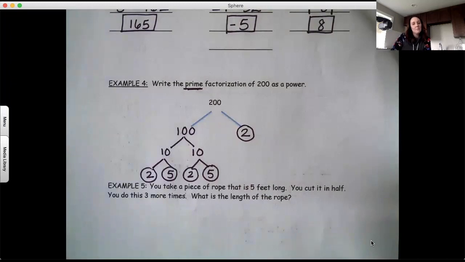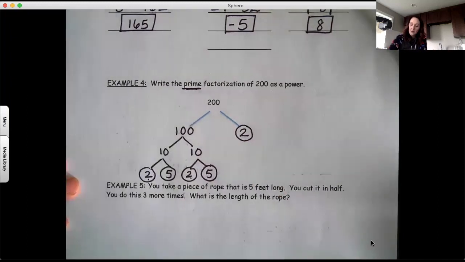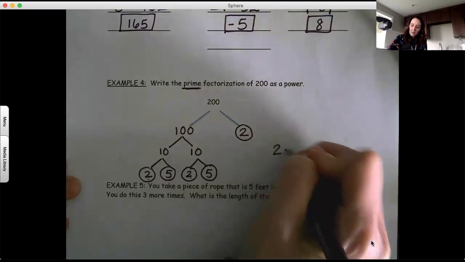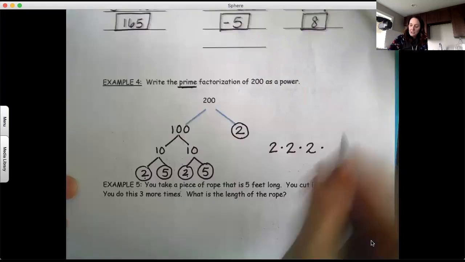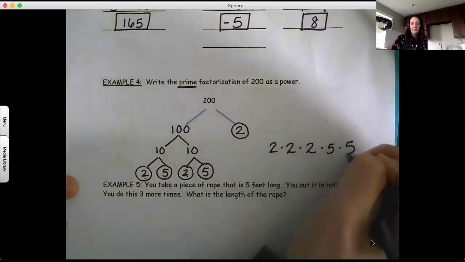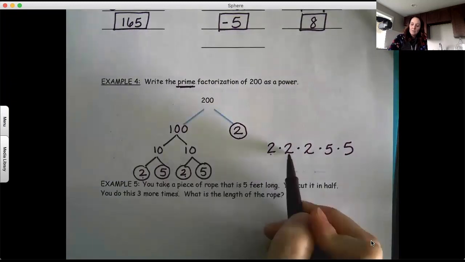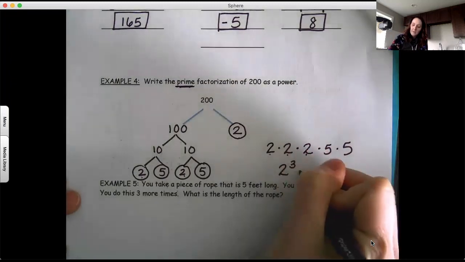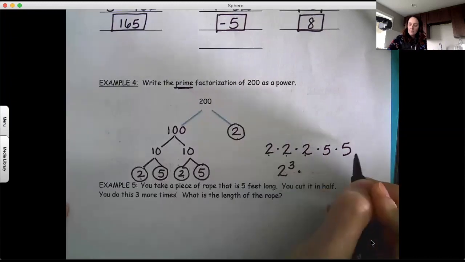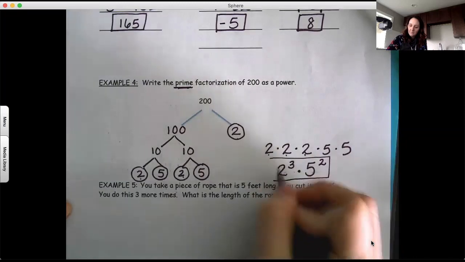So in order to write the prime factorization of 200 as a power, you're going to look and say, okay, I have 3 2's right here. So I'm going to write that as 2 times 2 times 2. And I have 2 5's, which I'm going to multiply, 5 times 5. Now we want to write this in exponential notation. So 2 times 2 times 2, we're going to write as 2 to the third power, times 5 to the second power. And that's our answer.